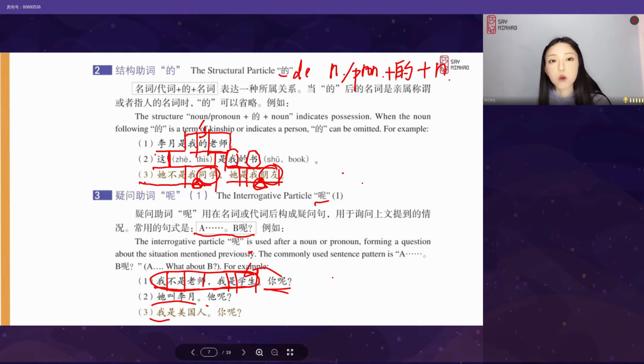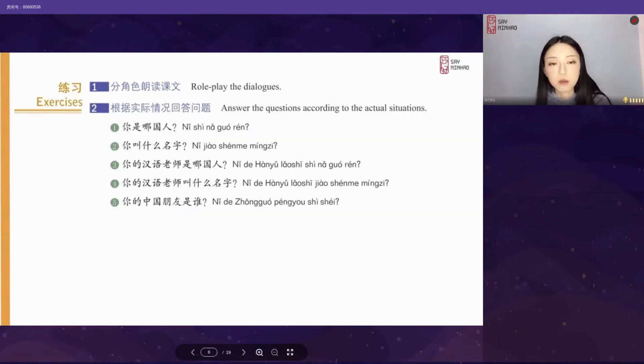Last example, 我是美国人。你呢？I am American. What about you? It is asking about your nationality. Nationality is mentioned before. Okay, it is a really easy one. So we are not going to spend too much time on it. Now let's just move on to the next one.